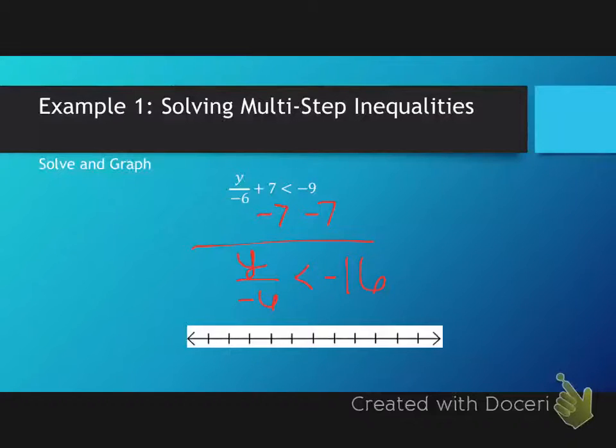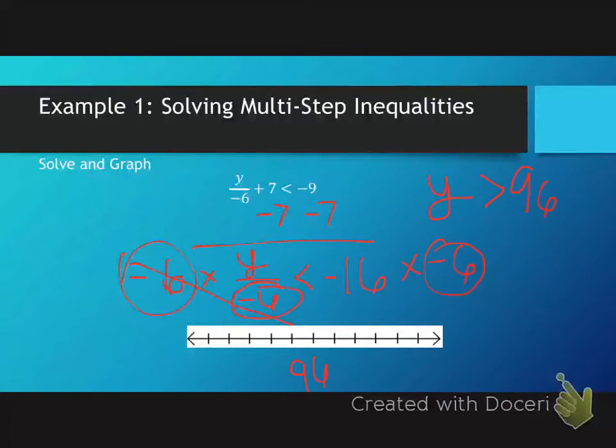So now, to get rid of the -6, I need to multiply both sides of the equation by -6, because it was divided by. So those will cancel out, and I would get y, and -16 times -6 is going to be a positive 96. But remember, the number I moved over by multiply or divide was a negative, so I need to flip that inequality sign.